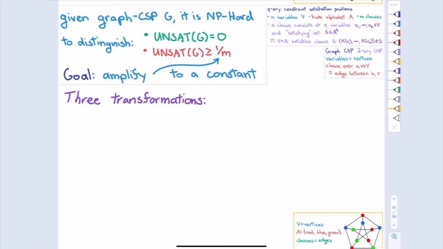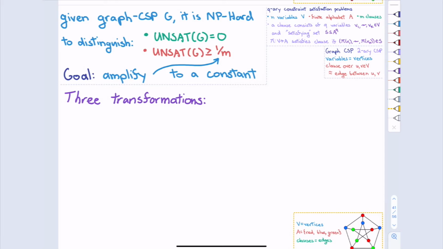And so we're going to be transforming graph CSPs one at a time: change the graph one way, change the graph another way, and hope that at the end the graphs are roughly the same size and the alphabet and all the other parameters are the same, except the unsat has gone up, say by a factor of 2 or something. Okay. So we're just trying to increase the unsat every time if it was originally unsatisfiable. If it was zero, then it won't ever change.